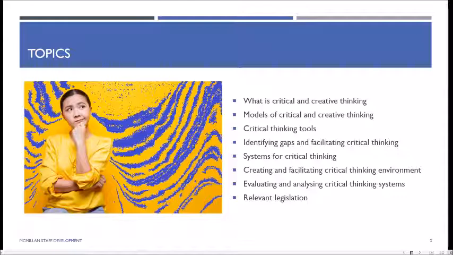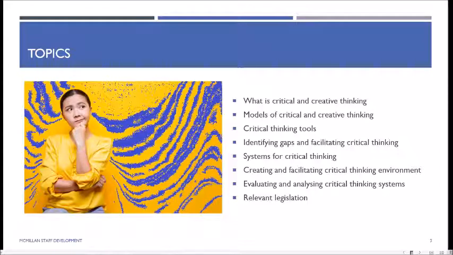We'll then have a look at some models of critical thinking and creative thinking. And as part of that, there are some critical thinking tools that I'll present. There are also some creative tools embedded within this unit, but they're also covered in other units like innovation and so forth. So we'll be looking for some of those symbiotic relationships between these units.